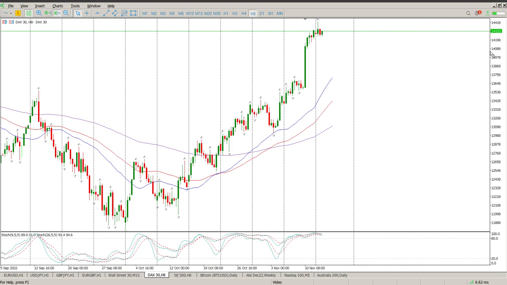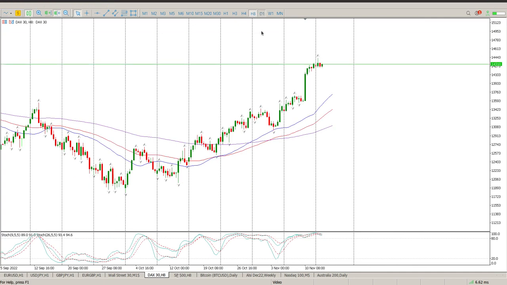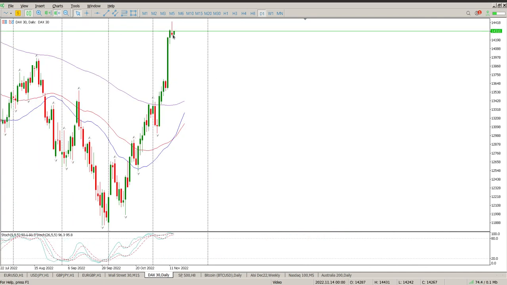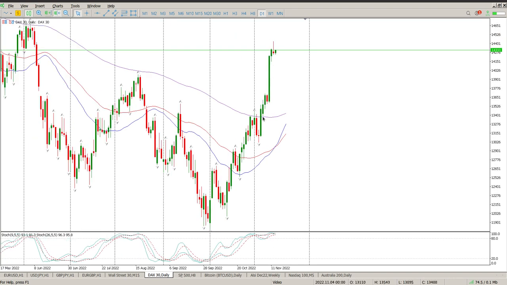So a couple of things brewing here, and I think I just want to start off with the daily because that's quite important. We have a daily pin bar, which is also an inside bar. So the lows of yesterday are critical for today. We are quite extended past the moving averages at the moment, and the oscillators are grouped to the upside. So I would expect some kind of a pullback.